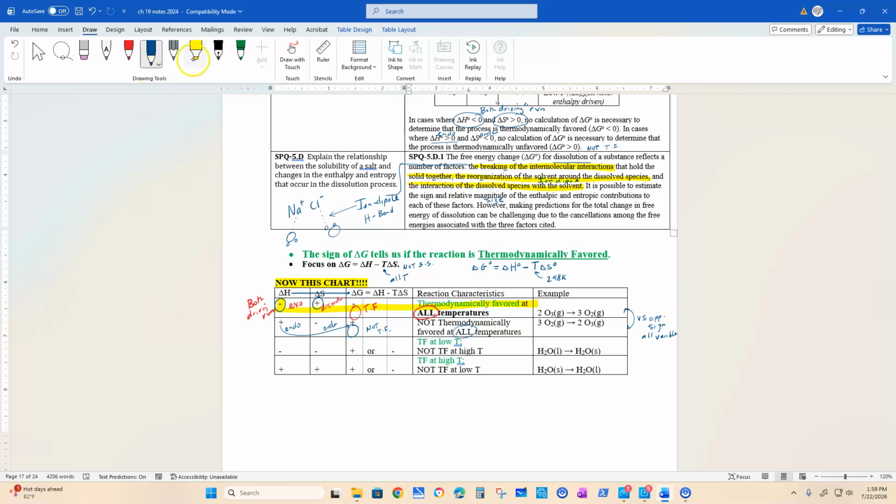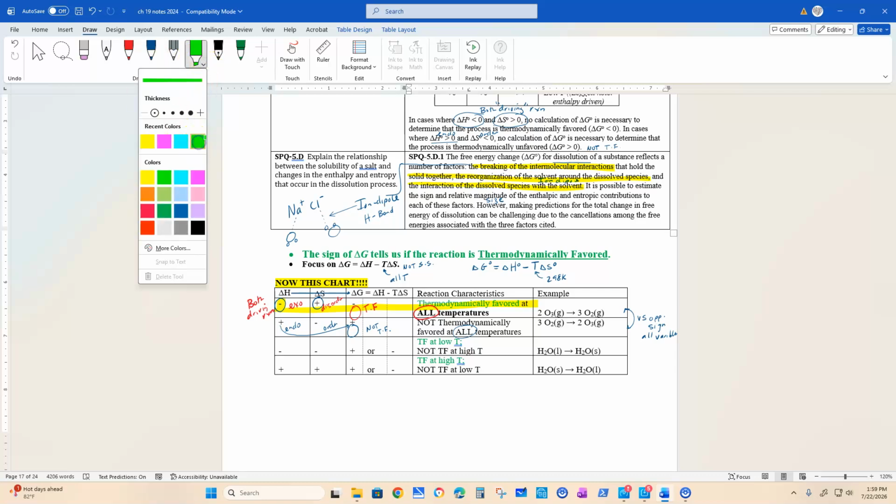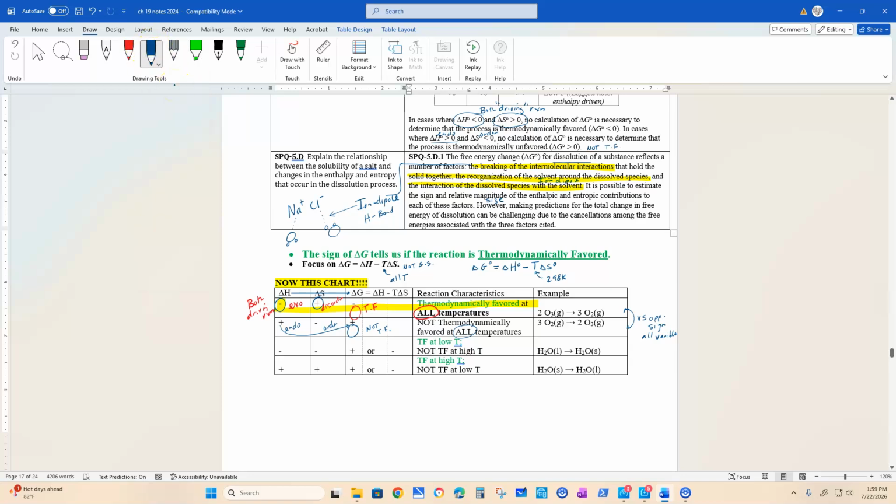Okay, next I look at the third scenario. Actually, let me go back and write on this scenario. I'm going to put right here, neither H nor S is driving the reaction, because it's not thermodynamically favored, okay?